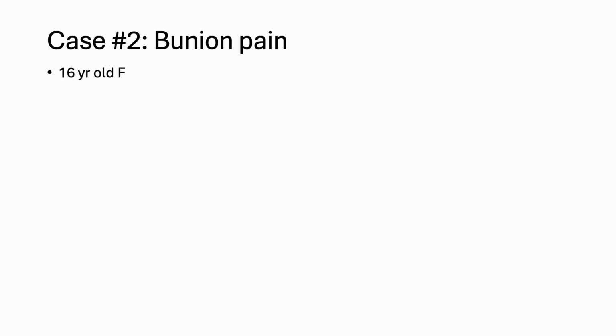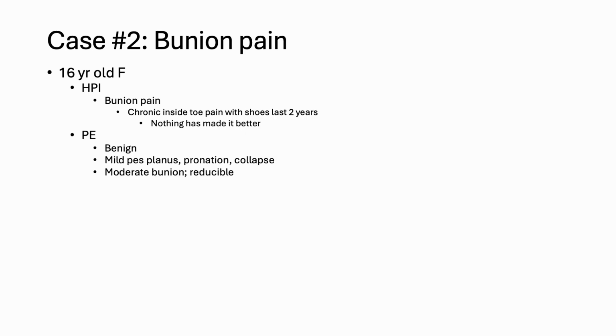So a 16-year-old with bunion pain comes in. She's had inside shoe pain for the last 2 years. Nothing has really made it better. Benign exam, healthy overall, mild pes planus, pronation, collapse, mild to moderate bunion. It's reducible. The joint moves fairly well.